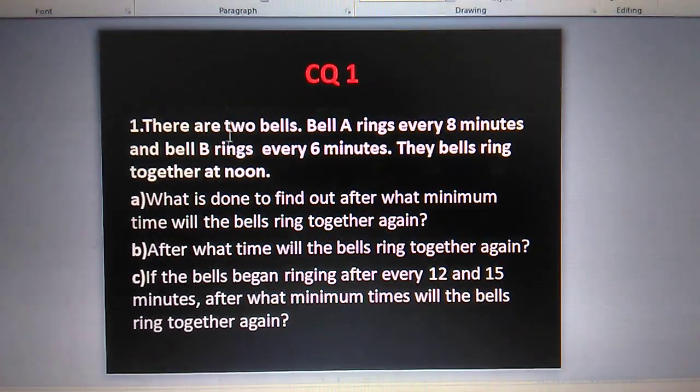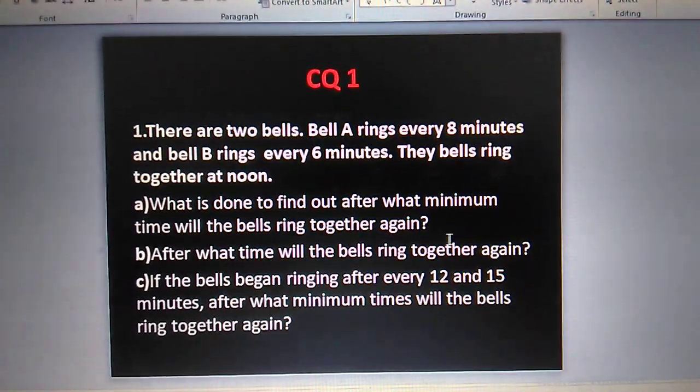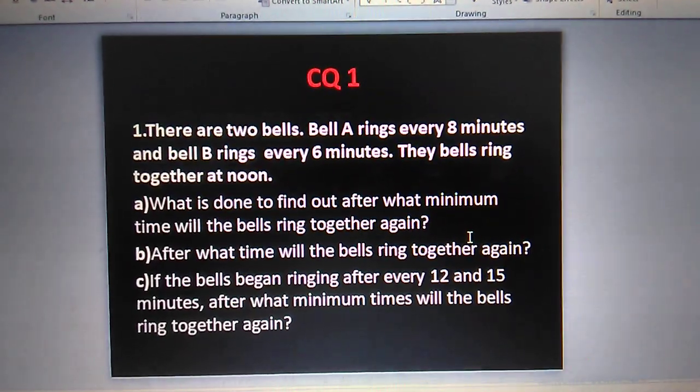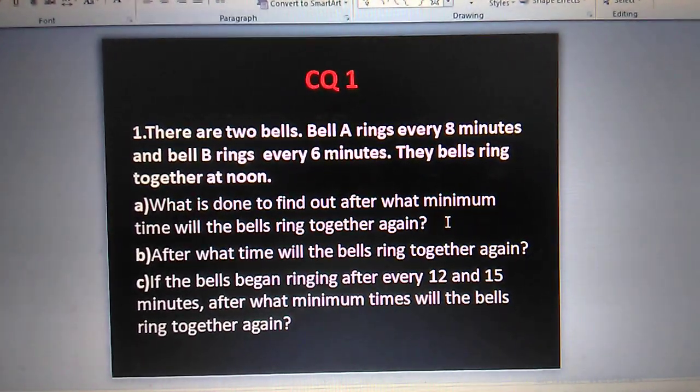So what is the problem based on this system? What is to be done to find out after what minimum time the bells will ring together again? So next time when will they ring together, that we have to find out.